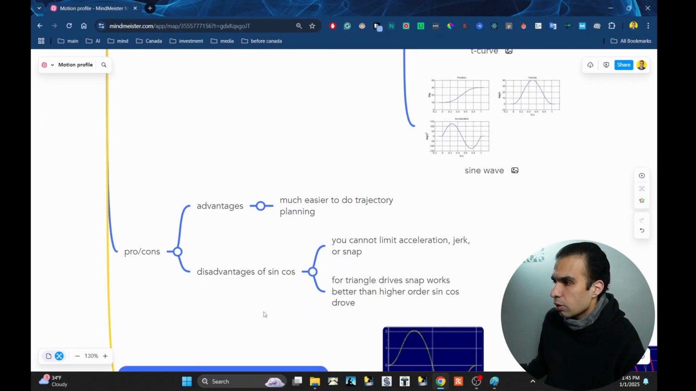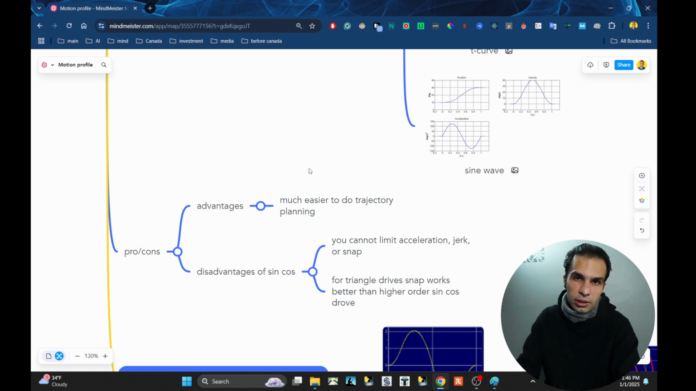So what are the pros and cons? This one is much easier for planning, thanks to the T-curve part, compared to something like a snap. A snap is also higher order; I think they call it fourth order. This one is also fourth order, but it is easy to calculate compared to that one. That one is a beast.